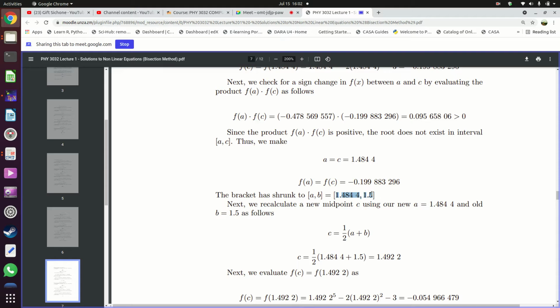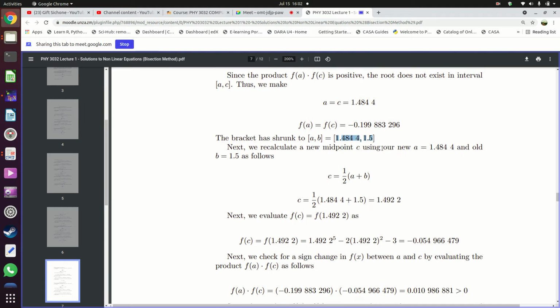If at this point you still want to work out a new midpoint, that's fine. You now have a equals 1.4844 and b equals 1.5. So you work out your midpoint here. c is half of a plus b, so c is half of 1.4844 plus 1.5. You end up with 1.4922. This is your new midpoint.